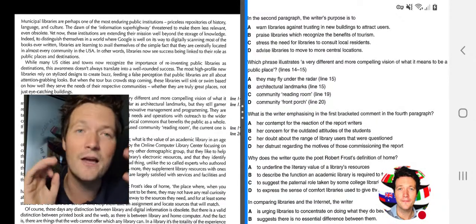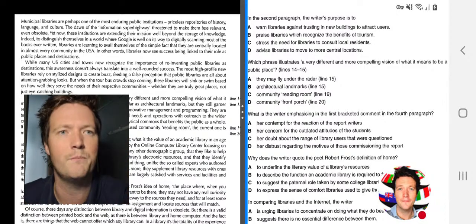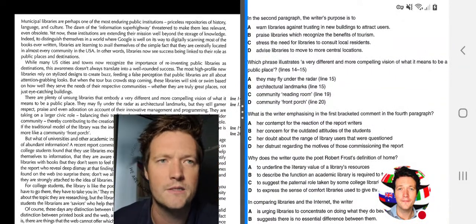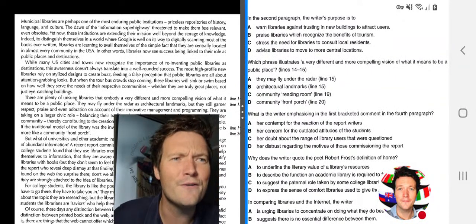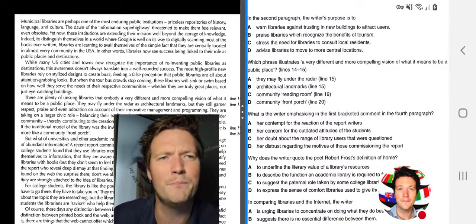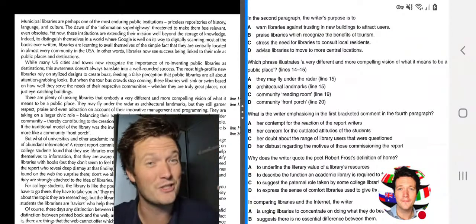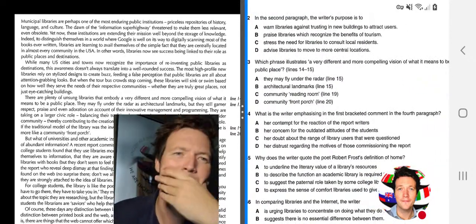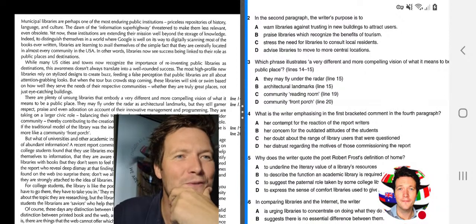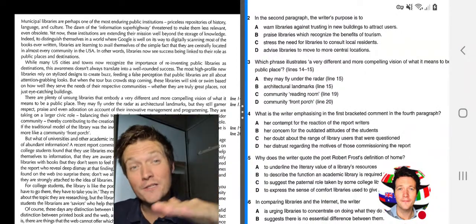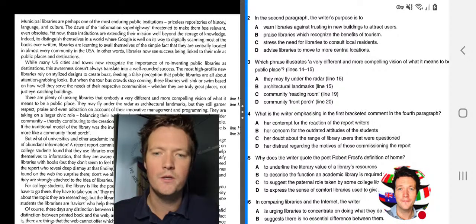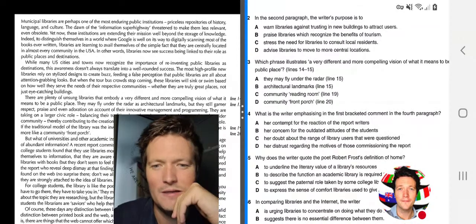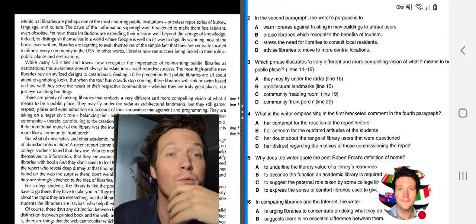Right. It's in lines 14 and 15. So we're going to read the third paragraph, right? Because that's going to be quite important, but we're going to focus on the first couple of lines here. So a very different and more compelling vision of what it means to be a public place. I think we can actually look at the options here because let's see what they mean. They may fly under the radar. If something flies under the radar, it goes unnoticed. What's the word? There's a word for that when something is not perceived, when something is not noticed.